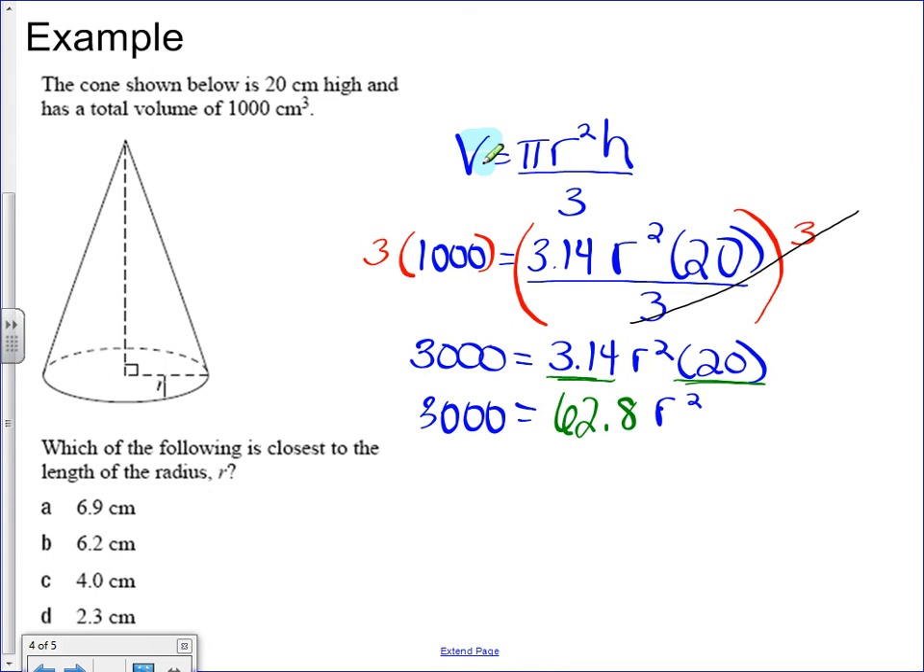No, if it was subtracting, there'd be a sign there. When there's no sign, when a number is beside a letter, what operation does that mean? So the opposite of multiplying is dividing. So I have to divide by 62.8 on this side. Divide by 62.8 on this side. So again, remember when you have a number attached with a letter, that means multiplication.